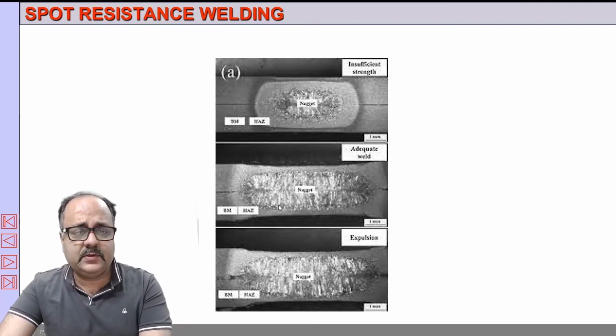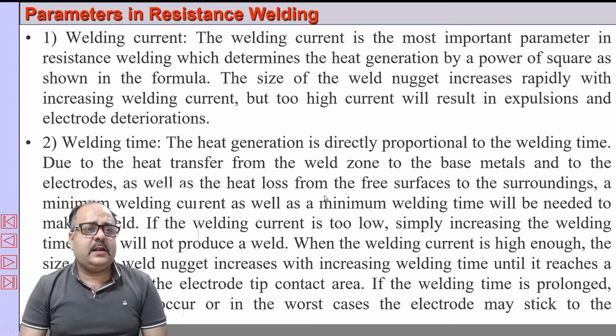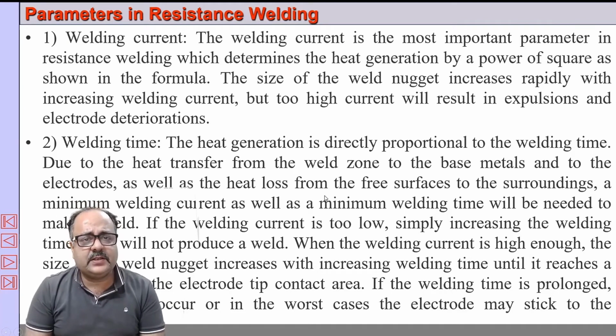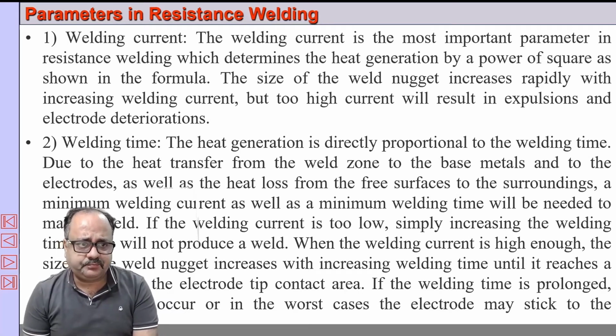So our objective is to obtain this type of welding nugget. Okay, parameters that influence resistance welding. First of all, the welding current, very important. The higher the current, the larger the size of the nugget.